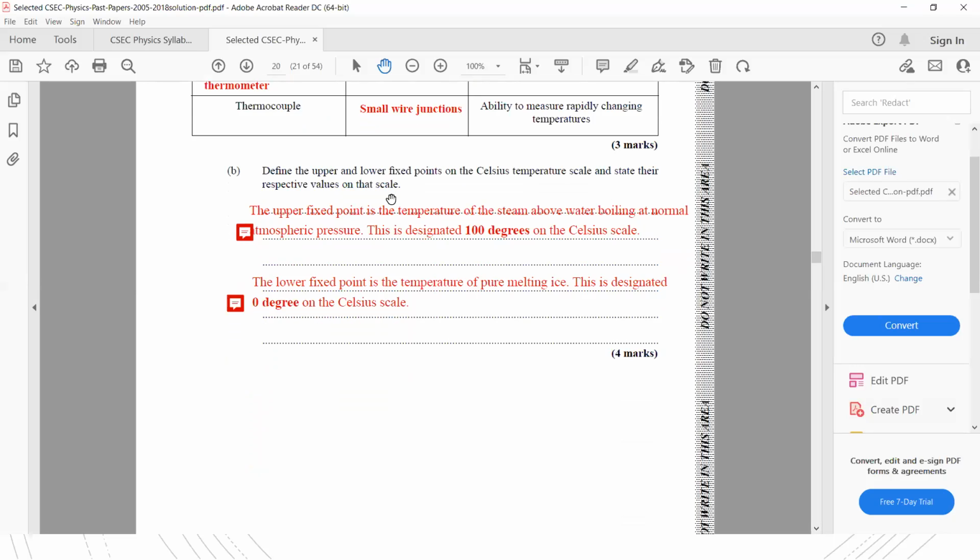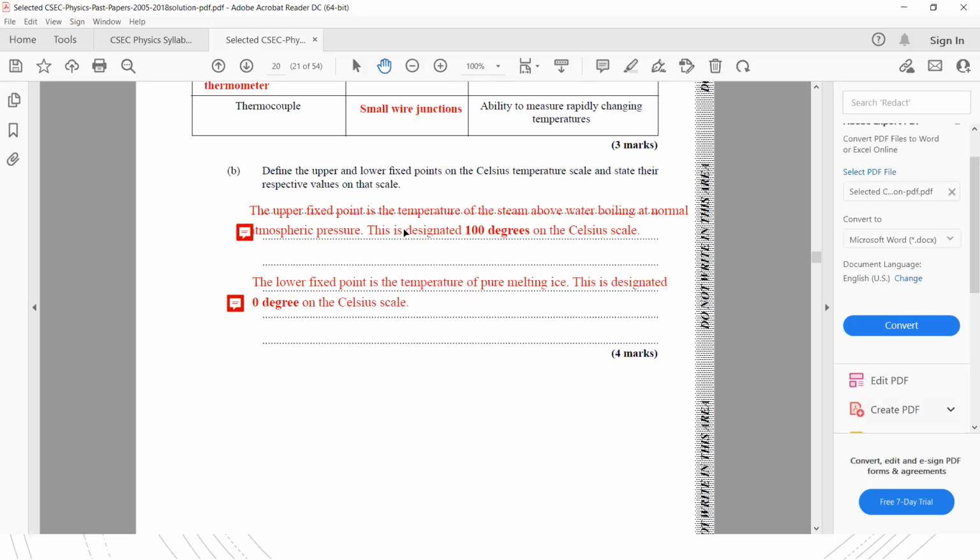Next question is to define the upper and lower fixed points on the Celsius temperature scale and state their respective values. So upper fixed point is the temperature of steam above water boiling at normal atmospheric pressure. And this is 100 degrees on the Celsius scale. The lower fixed point is the temperature of pure melting ice. And this is designated 0 on the Celsius scale.